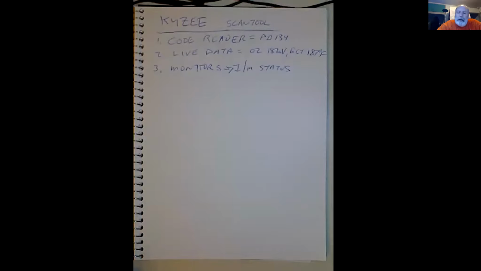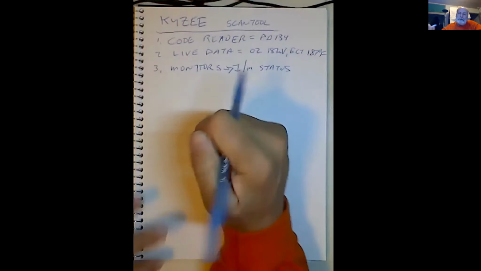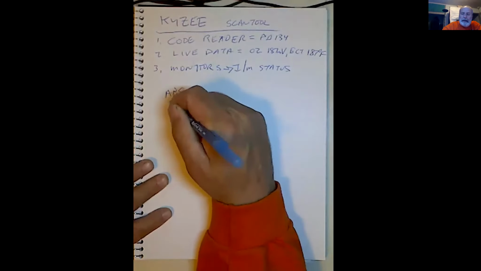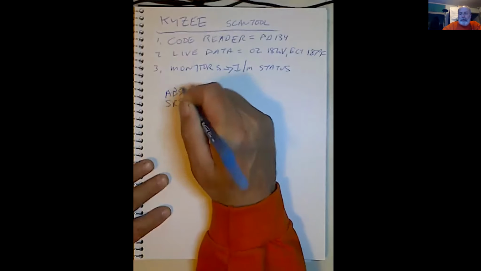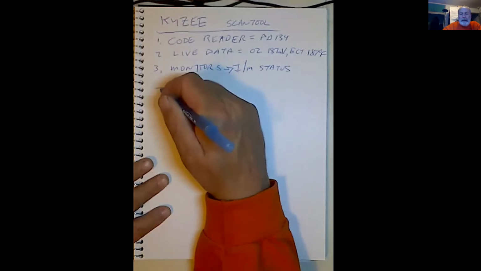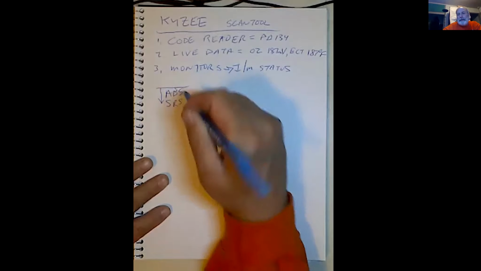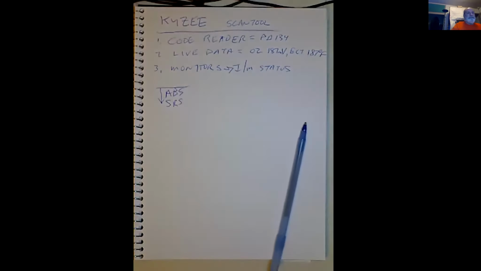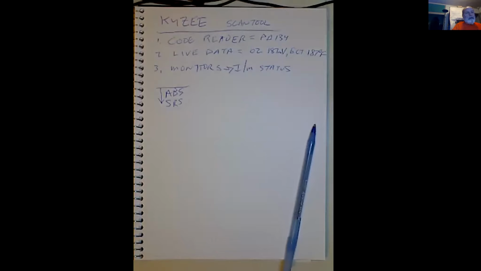Yeah. See, a lot of times on a scan tool, ABS and supplemental restraint system are going to be separate options. A lot of them aren't going to do this. And, see, well, I'll show you. You ready? Go to this. Go to this.